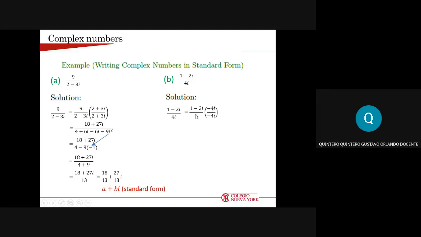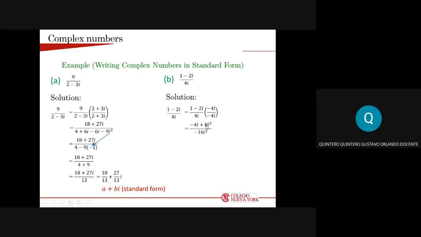Multiply up and down by the conjugate of the denominator, negative 4i. Remember, this is the imaginary part. It's a positive number, so for the conjugate, we have the negative imaginary part. Beautiful stuff. From here, do the multiplication. So 1 times negative 4i will be negative 4i. Negative 2i times negative 4i. All right, negative and negative will be positive.